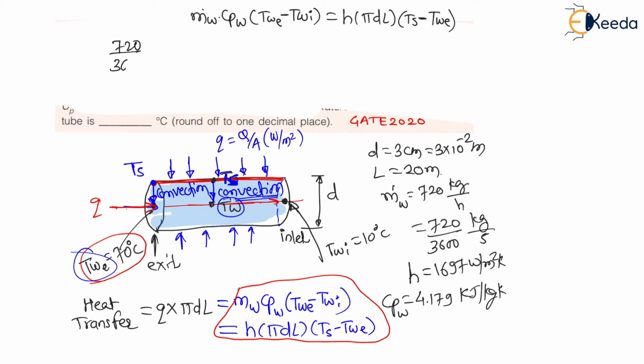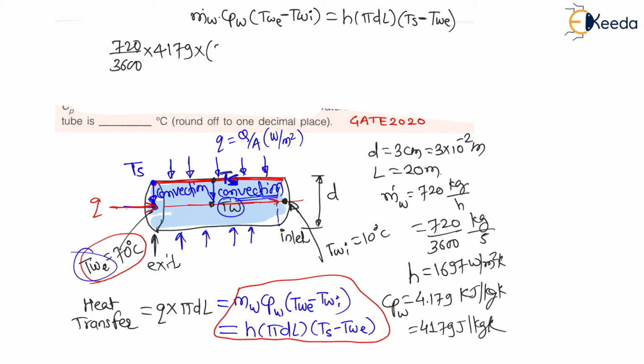720 divided by 3600, into Cp of water. Let us use Cp of water in joule per kg Kelvin, because the other values, that is H, we are using in watt per meter square Kelvin, not in kilowatt. Therefore Cp we have to use in joule per kg Kelvin. Therefore Cp of water will be 4179 joule per kg Kelvin.